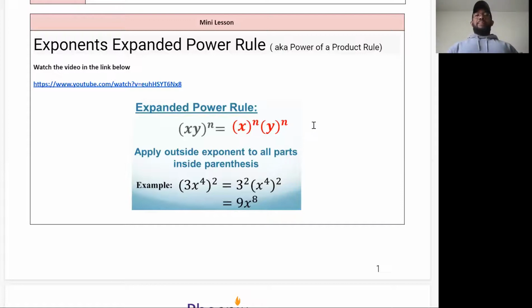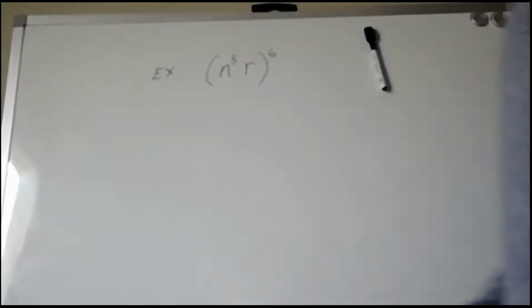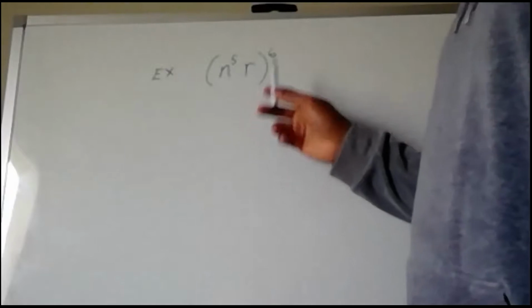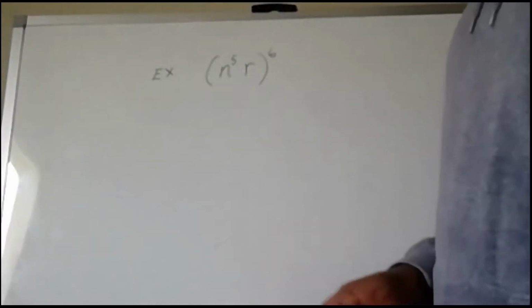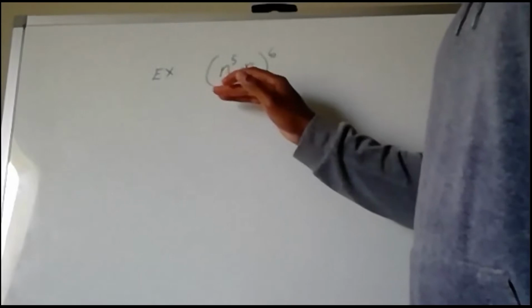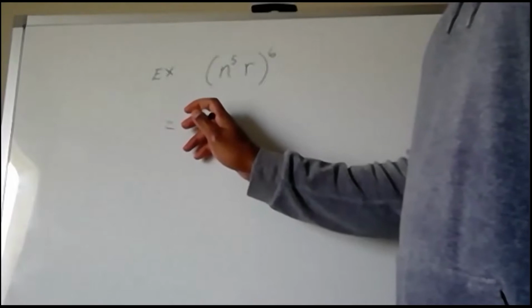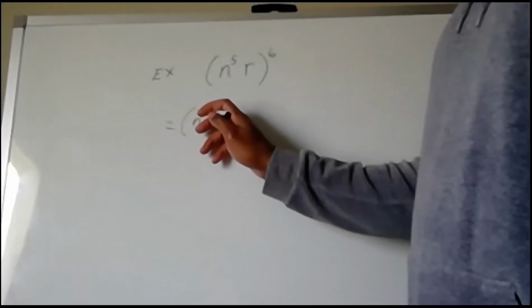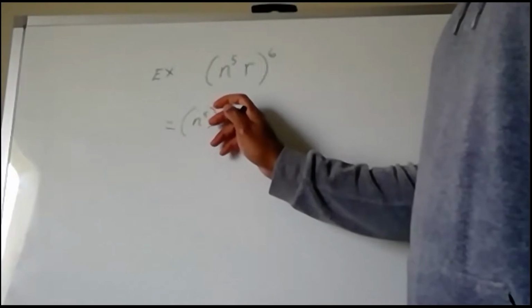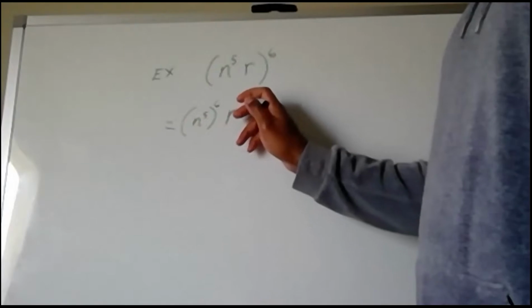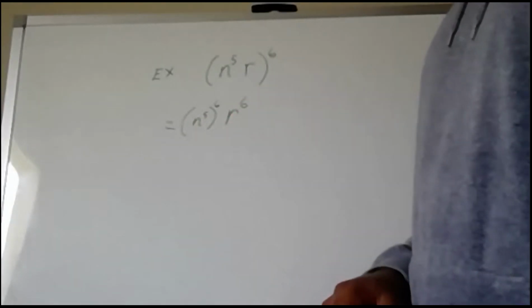Let's look at another example. I'm going to share my whiteboard with you right now. Here we have n to the fifth times r, all raised to the sixth power. You need to raise everything in here to the sixth power, so that will look like this. You're going to have n to the fifth raised to the sixth, and you're going to have r raised to the sixth as well.